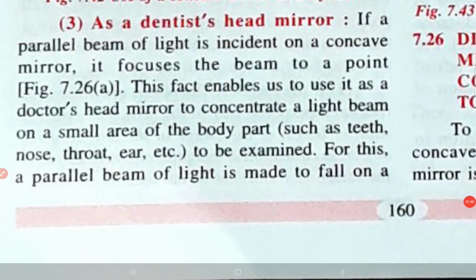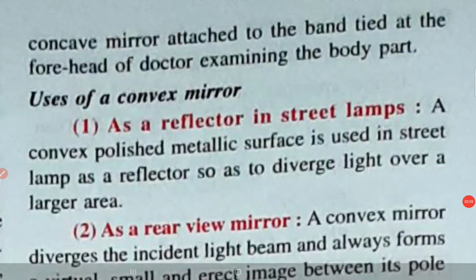As a dentist head mirror or ENT's head mirror, if a parallel beam of light is incident on a concave mirror, it focuses the beam to a point, just opposite to the previous one. This fact enables us to use it as a doctor's head mirror to concentrate the light beam on a small area of the body part such as teeth, nose, throat, ear, etc. to be examined. For this, a parallel beam of light is made to fall on a concave mirror attached to the band tied at the forehead of a doctor examining the body part.